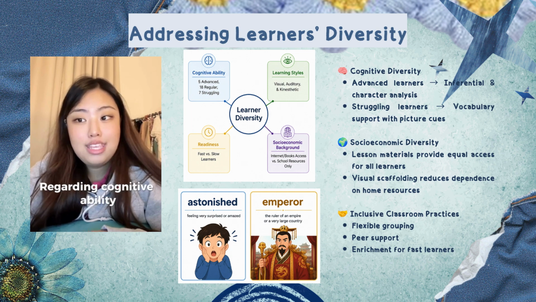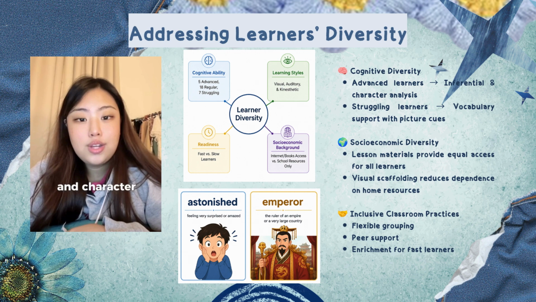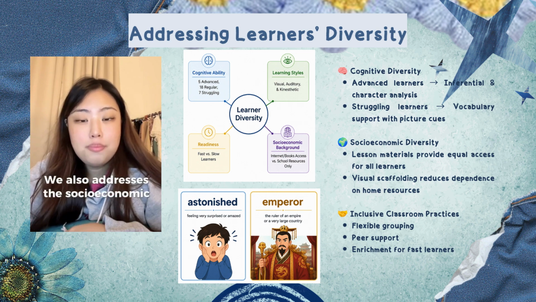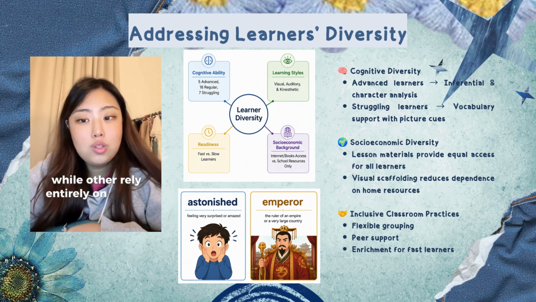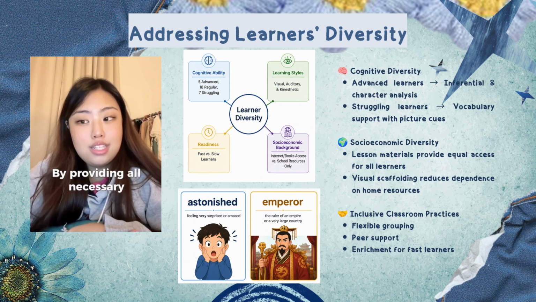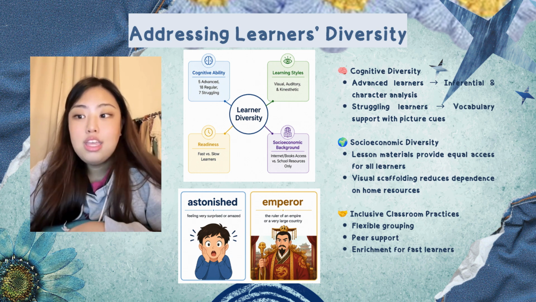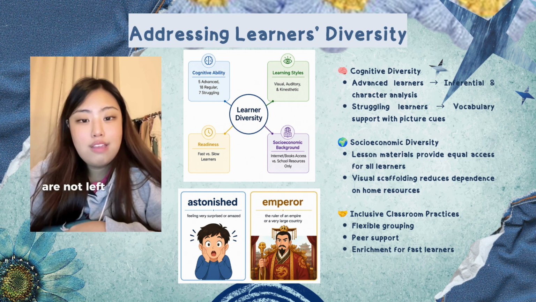Regarding cognitive ability, we have 5 advanced learners who are challenged with inferential questions and character analysis, while our 7 struggling learners receive vocabulary lists with picture cues to bridge the gap in their understanding. It also addresses the socioeconomic diversity, where some of our pupils have regular access to books and the internet at home, while others rely entirely on school materials. By providing all necessary scaffolding, like picture hints for Astonish or Emperor, directly in the lessons, we ensure that students without outside resources are not left behind.